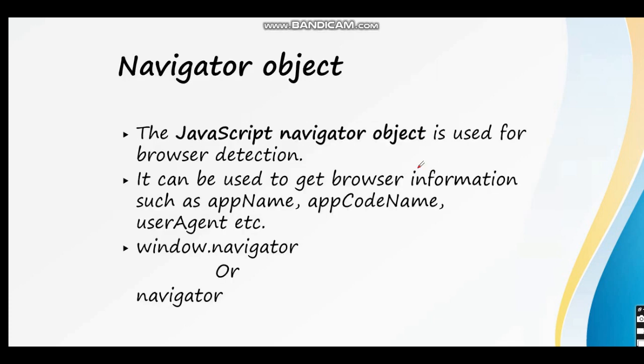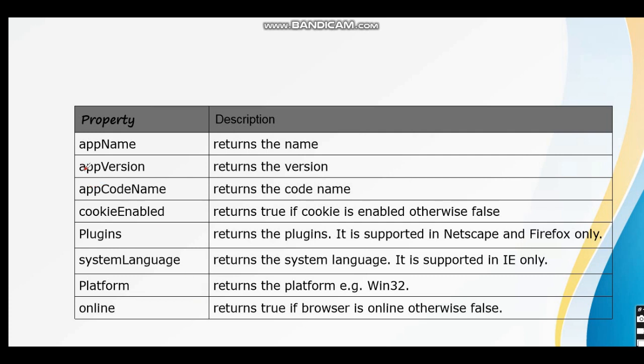Right? Next, the navigator object. The JavaScript navigator object is used for browser detection. It can be used to get browser information such as appName, appCodeName, userAgent, etc. The example here is window.navigator or just navigator. The properties are appName and appVersion, which returns the version. Then systemLanguage returns the system language and it is supported in IE only. Then next is appVersion, which returns the version.